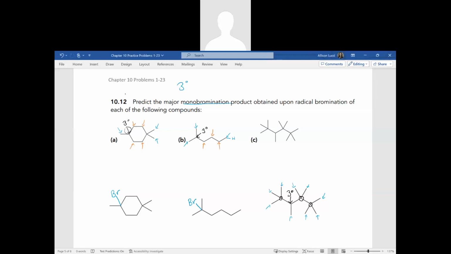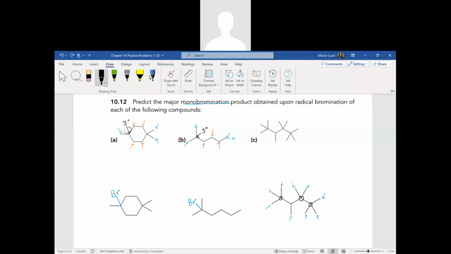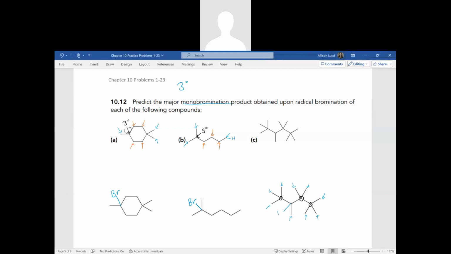So our final product, oh, I marked up the wrong structure, so we'll squeeze in our bromination here. So our final product for monobromination would look something like that. So I'll draw it again up here. So these are what our predicted products would be for monobromination for these compounds A, B, and C.